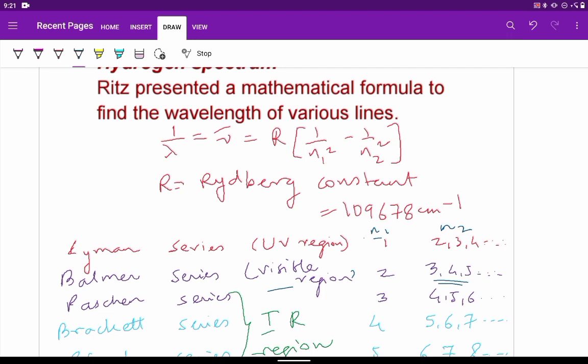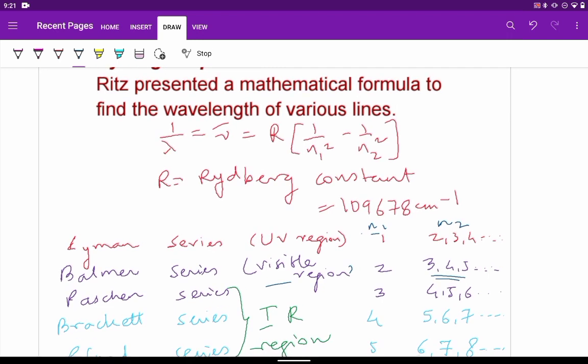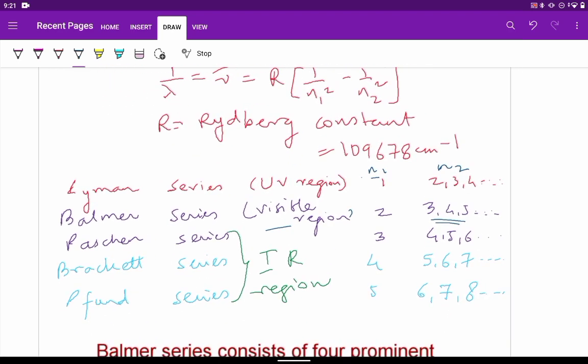For the Paschen series, n1 value will be 3, n2 value can be 4, 5, 6. For the Brackett series, n1 value is 4, n2 values can be 5, 6 or 7. And for the Pfund series, we will find that Paschen, Brackett and Pfund all lie in the IR region. For the Pfund series, n1 value is 5, whereas n2 values are 6, 7, 8.